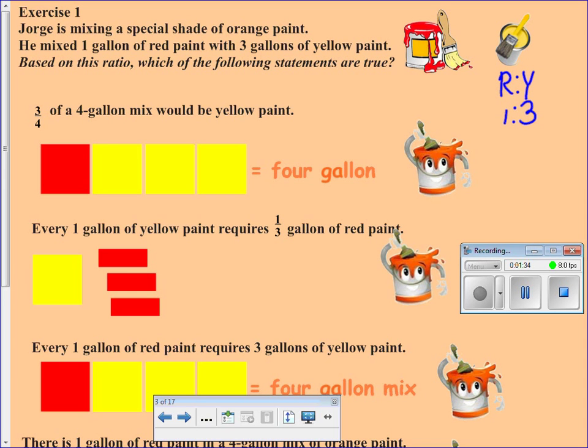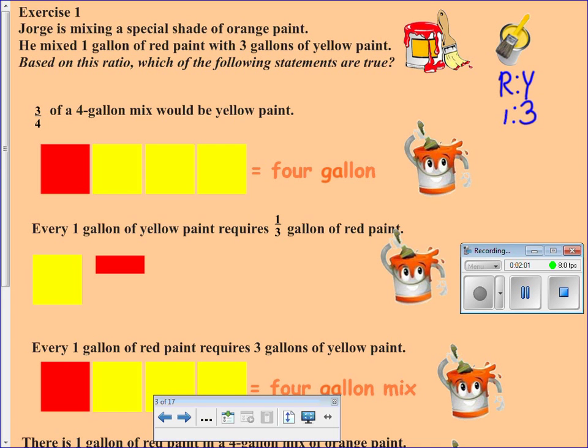So using the paint chips on your table, draw a tape diagram. There's enough for 2 sets at each table. So working with the person next to you, use the paint chips to draw a ratio table that shows 1 red for every 3 yellow. So now we're looking at 1 gallon of red and 3 gallons of yellow. So when I mix them to make orange, how many gallons of orange am I going to have? You're going to have 4 gallons, right.